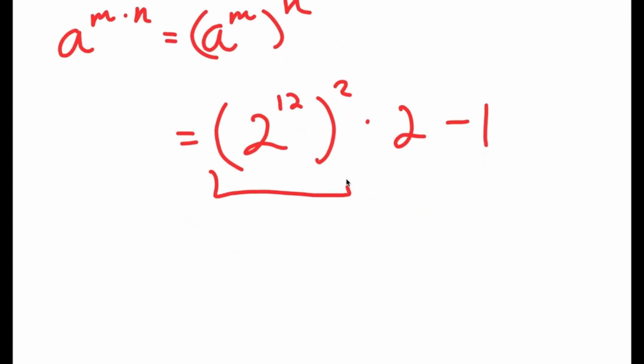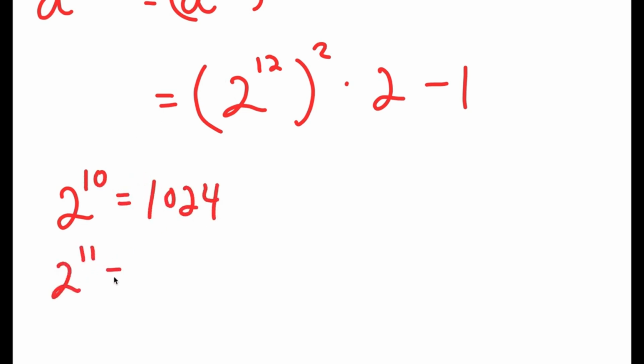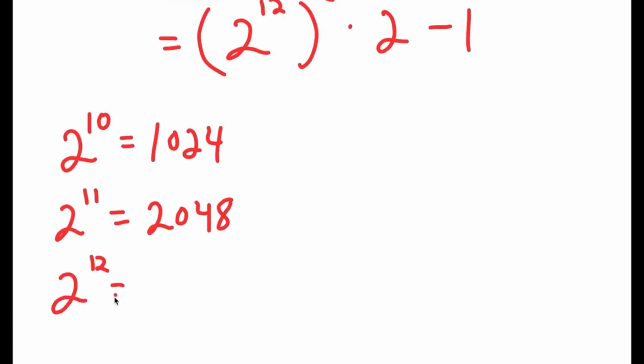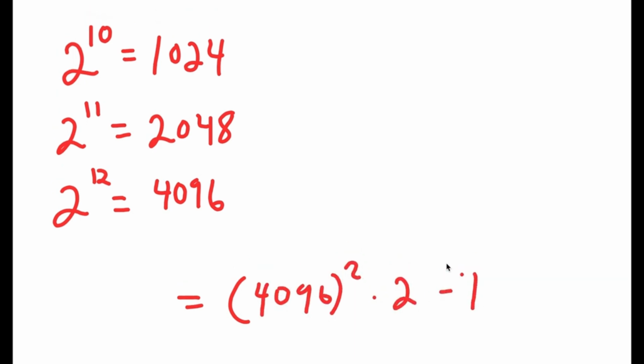So now I'm actually going to plug in the actual value of 2 to the power of 12, because 2 to the power of 12 is small enough where we know the exact value of it. So if you guys don't know what 2 to the power of 12 is, well, 2 to the power of 10, you should always remember this as 1024. So 2 to the power of 11 is going to be double of 1024, which is 2048. And 2 to the power of 12, which is the value we're looking for, is going to be double of 2048, which is 4096. So now I get 4096 squared times 2 minus 1.